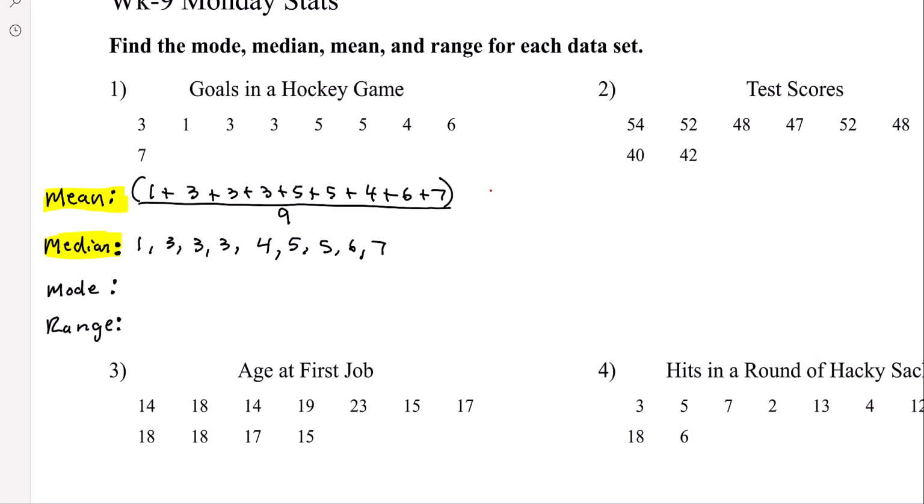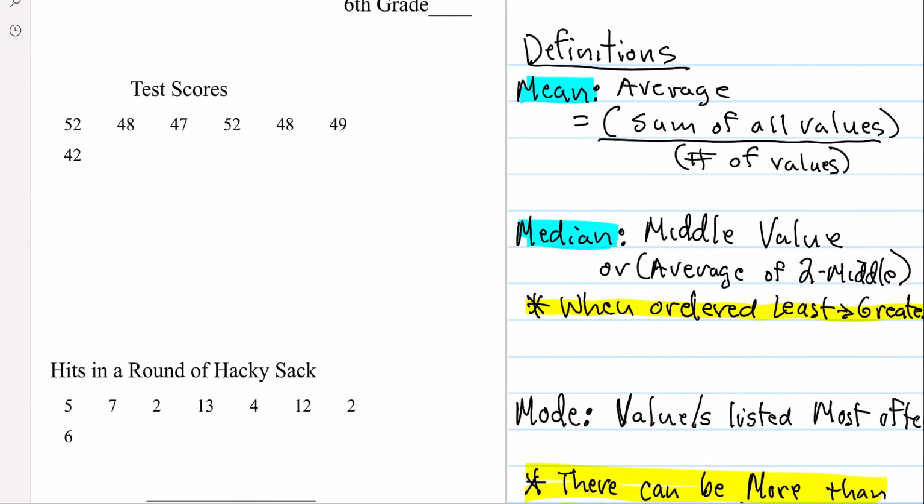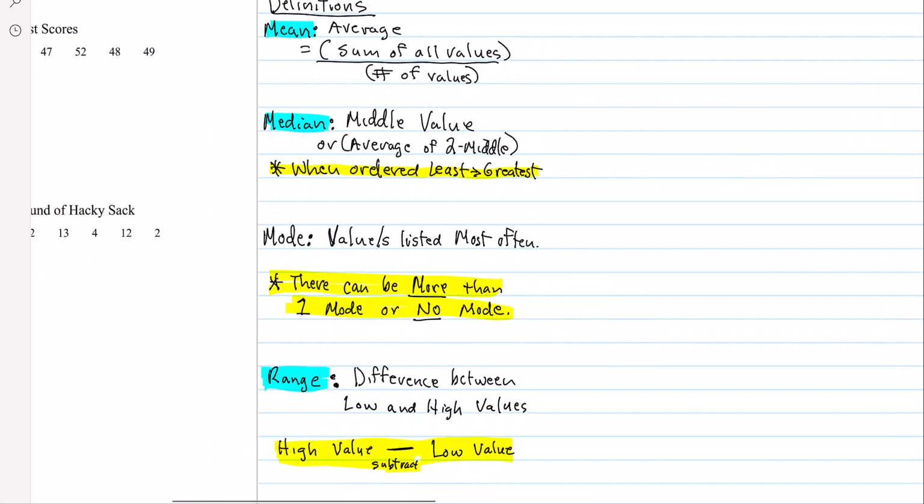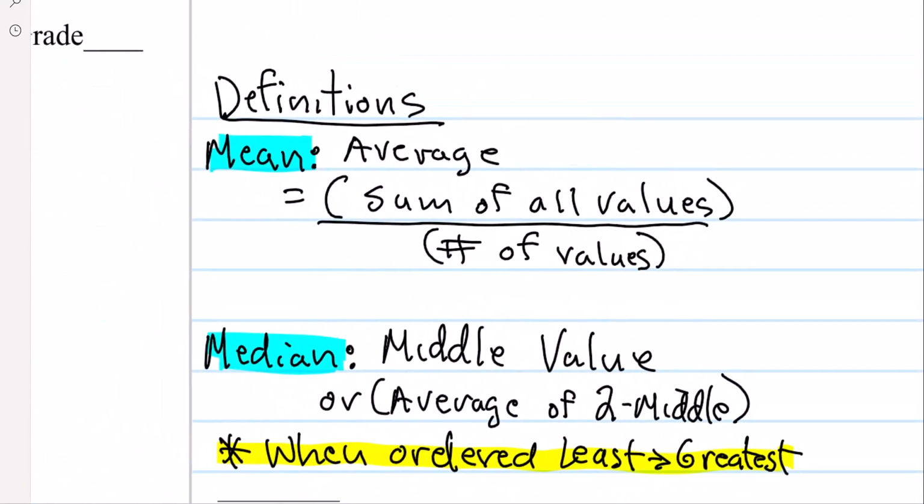Okay, we're going to start doing some basic statistics, and it starts with measures of central tendency, meaning mean, median, mode, and range. So let's get to the definitions.